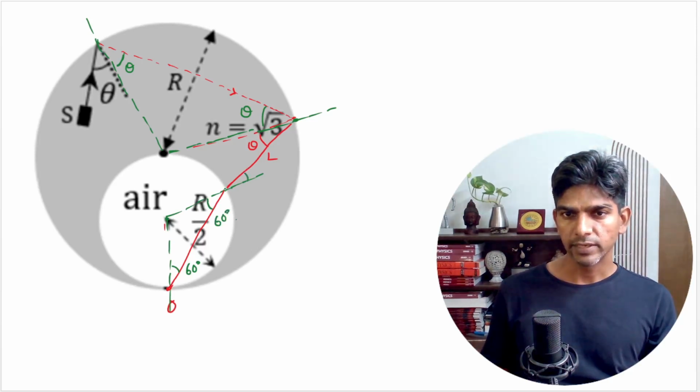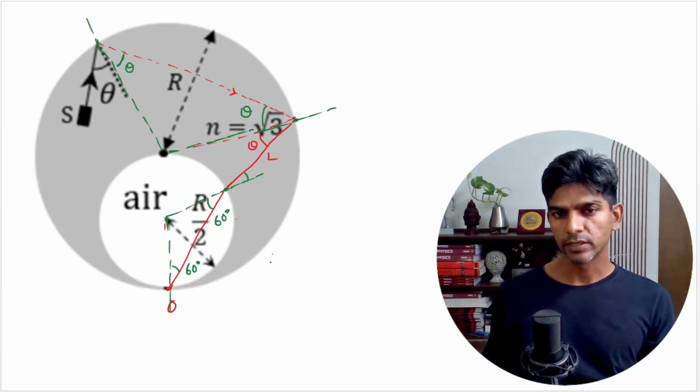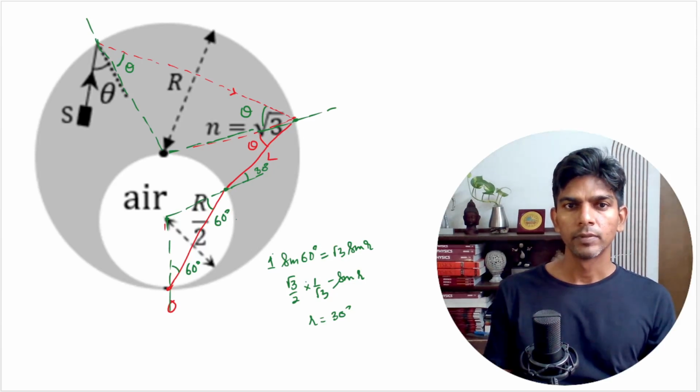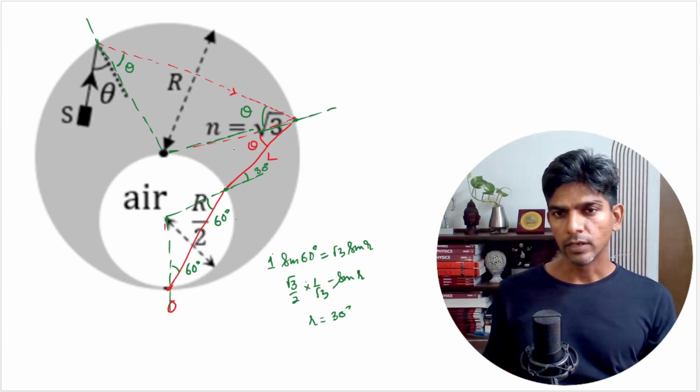And if we apply Snell's law at this particular point, we can say 1 times sine 60 will be equal to root 3 times sine r. So this will be root 3 by 2 times 1 by root 3 is equal to sine r. So we can say r is nothing but 30 degrees, right? So this angle will be 30. Okay, right. So now we can find theta by using geometry.